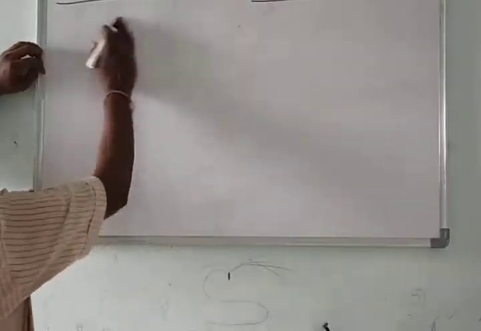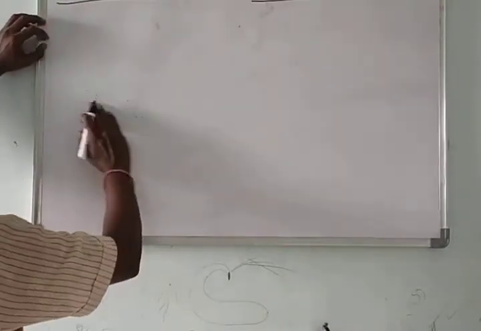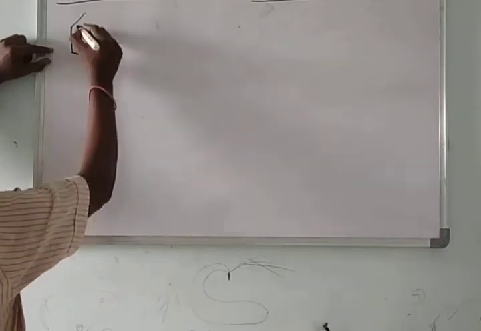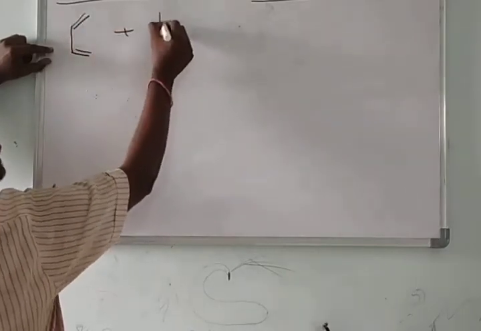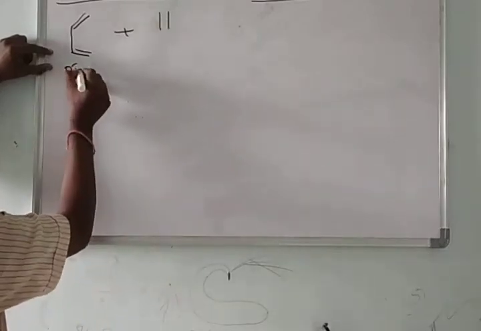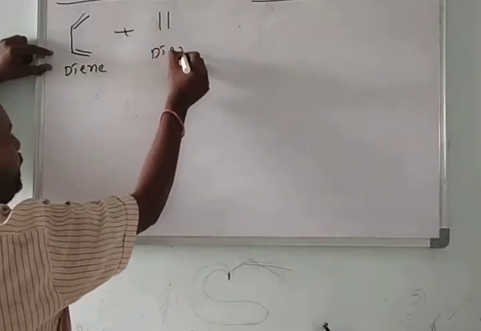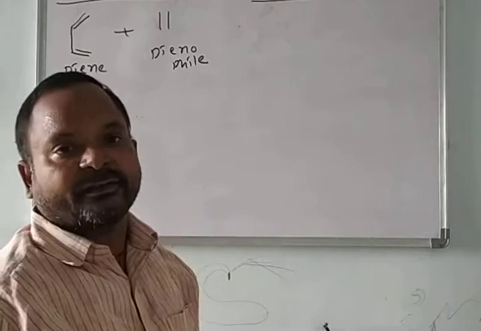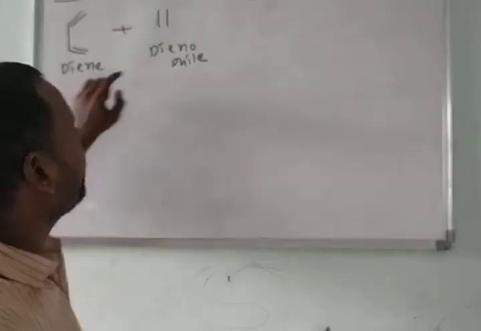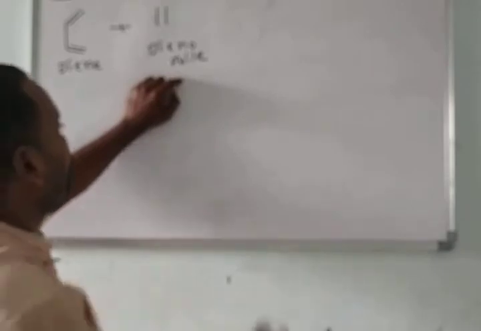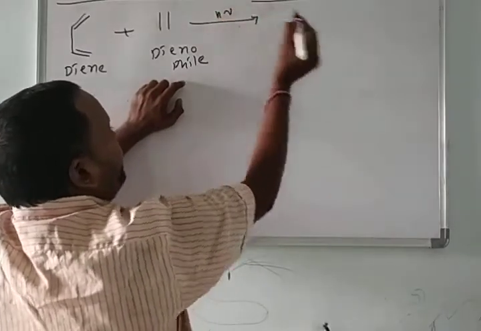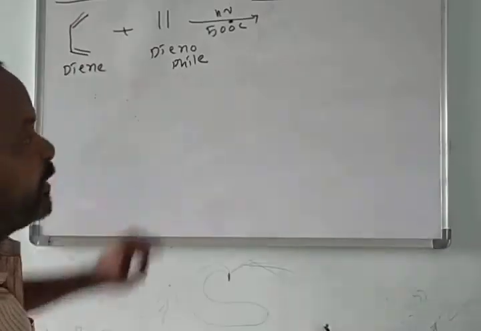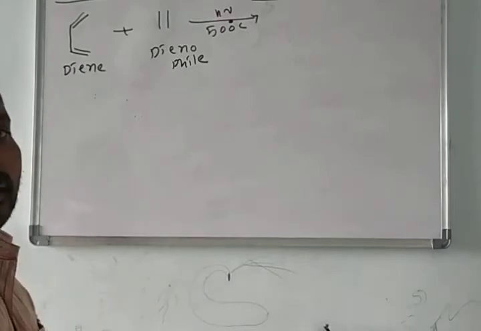Here, taking the Diels-Alder reaction, take 1,3-butadiene. This is 1,3-butadiene, adding with ethylene. It is a diene, and this is a dienophile. A dienophile is the molecule that likes to react with the diene. In the presence of sunlight it is called a photochemical reaction, or in the presence of temperature a thermal reaction, thermal Diels-Alder reaction or photochemical Diels-Alder reaction.